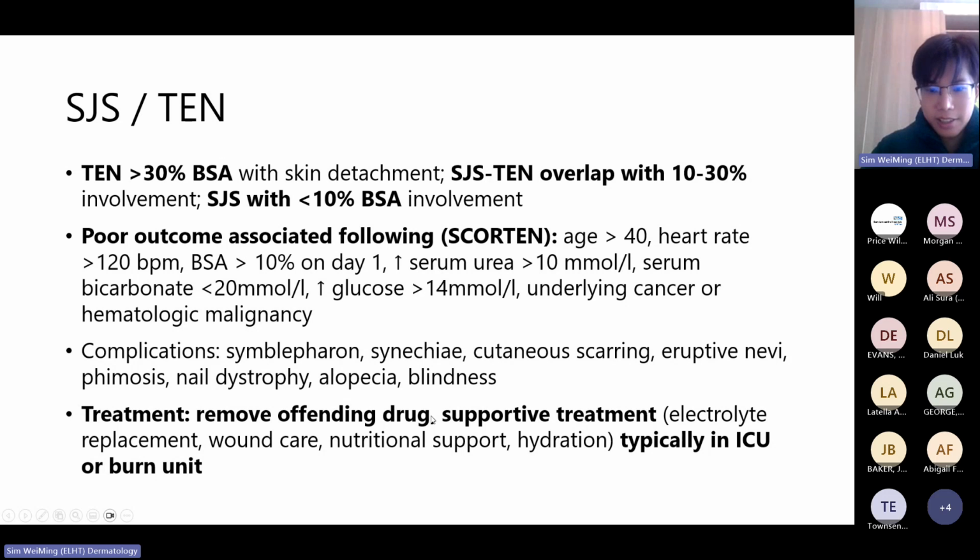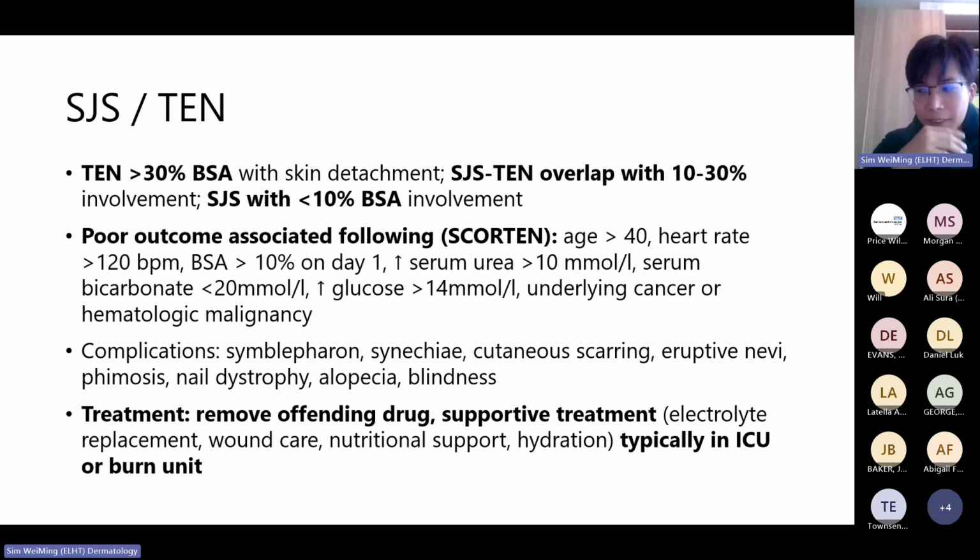But the treatment for SJS and TEN is actually really simple. All you need to do is stop the offending drug and give them supportive treatment. Well, when I say all you need to do, but these are the mainstays of treatment.